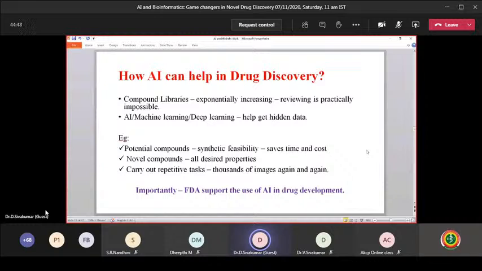And most interestingly, repetitive tasks. You might have seen the people who are in the analytical lab. They will do the analysis hundreds and thousands of times, right? The same set of experiments repeated over and over again, so much that they can close their eyes and do the experiment. So why is there a need for a human there? The machine can do that, right? That's how AI plays a role when you want to do a repetitive task. And most importantly, the FDA also supports the use of AI in drug development.